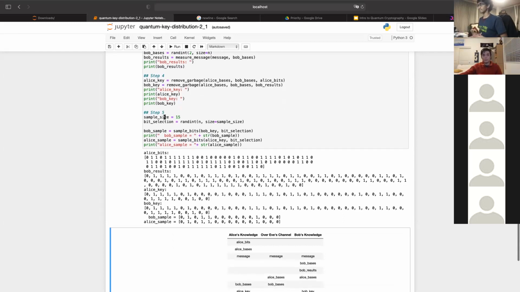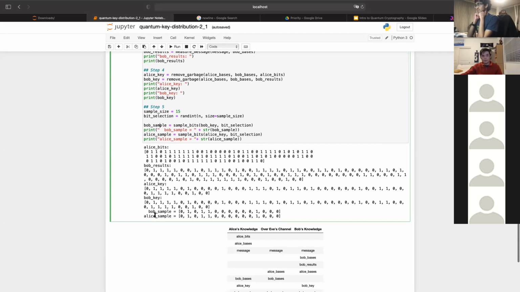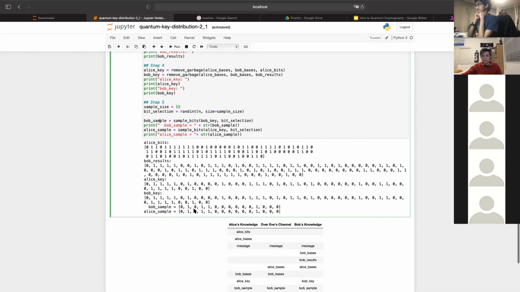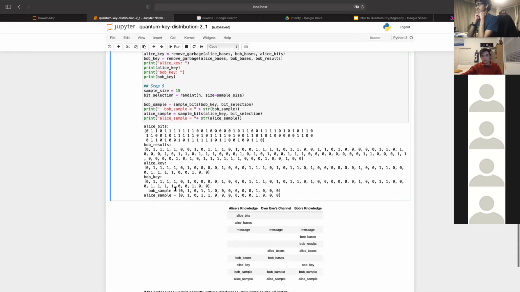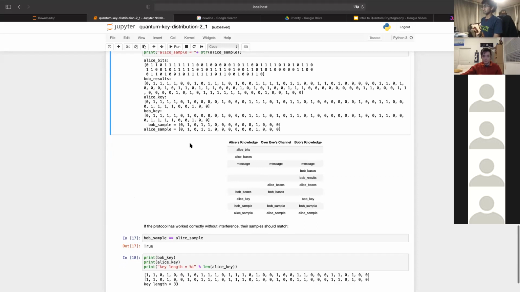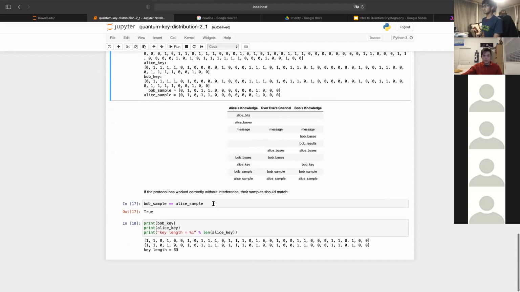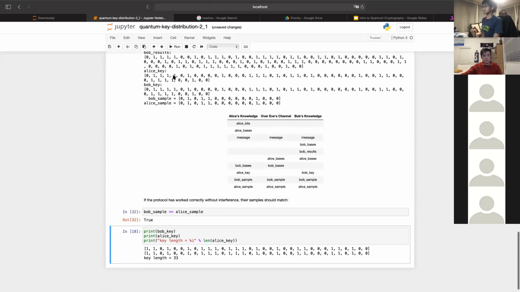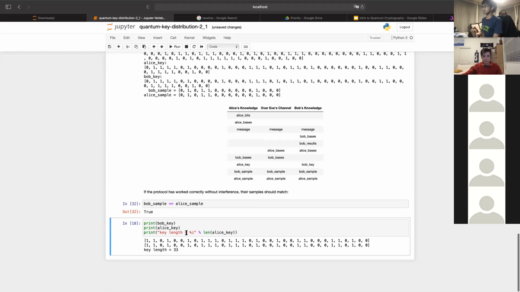And then what they do is, they've decided on a sample size, and they reveal their samples, and then they compare their samples. So you can imagine this is being announced over the internet or the radio or an unencrypted channel. And then they check, are their samples the same? In this case, it's true, they haven't been spied on. And so then they know that their key is the same. And that's how the whole algorithm works.